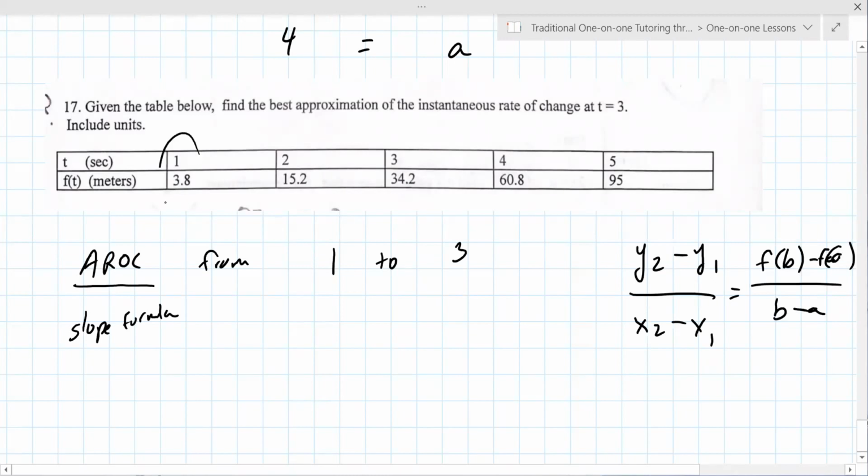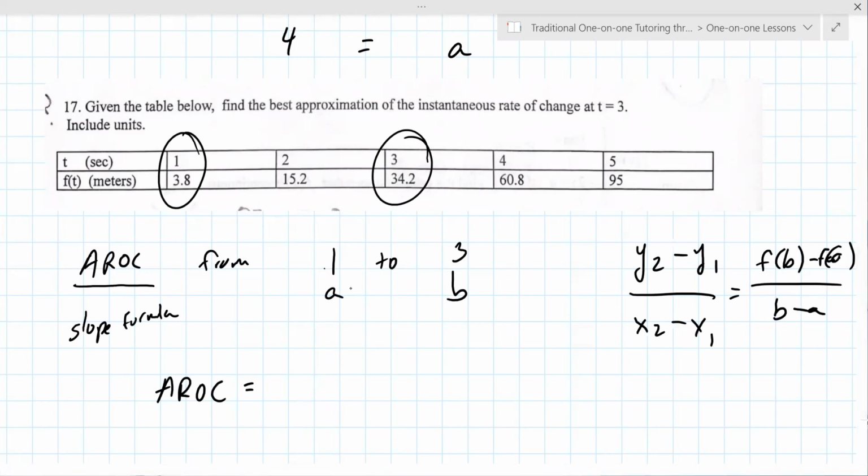So you're going to take this ordered pair 1 comma 3.8 and this ordered pair 3 comma 34.2, and substitute them into the formula there. Why do you choose those two again? I have to tell you a and b. You have to be given that. Oh, I see. Okay.